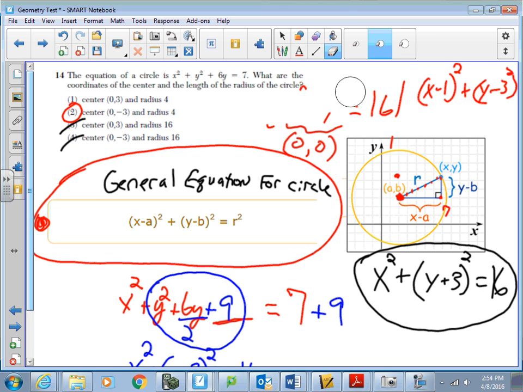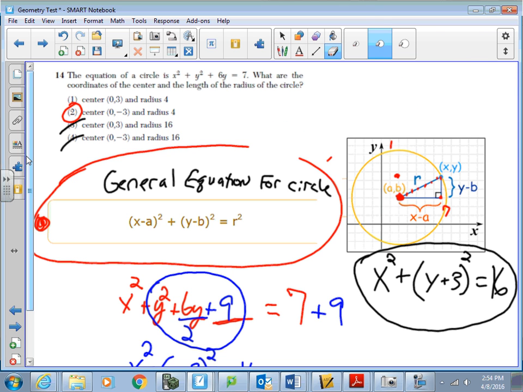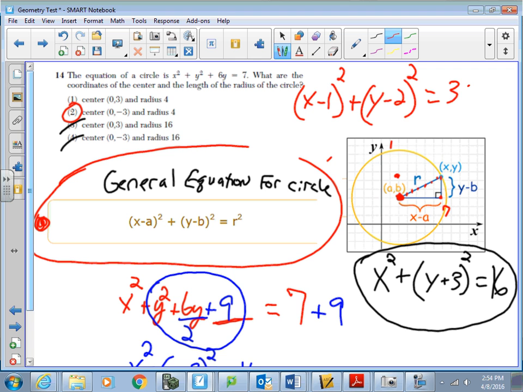Now, let me do this. I'm going to write that again. So let's just say you had (x − 1)² + (y − 2)² = 36. Okay, your coordinates for your center would be (1, 2), and then your radius would equal 6. So we'll talk about this more, but for this particular question, your answer is just 2.